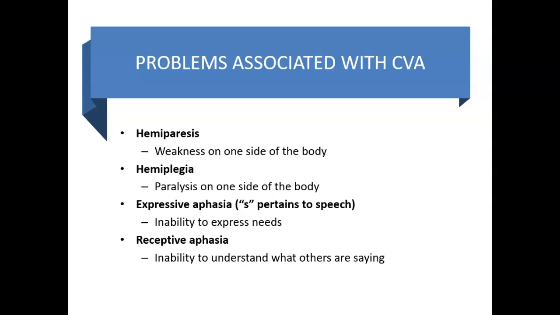Expressive aphasia, with an S, pertains to speech. I know we talk about phagia with the G, which is swallowing. Phagia with the S has to do with speech. Expressive aphasia would be an inability to express their needs, and receptive aphasia would be an inability to understand what others are saying to them. And we talked about the left and right hemispheres of the brain. So if somebody has a stroke on the right side of their brain, it will be the left side of the body that is affected.